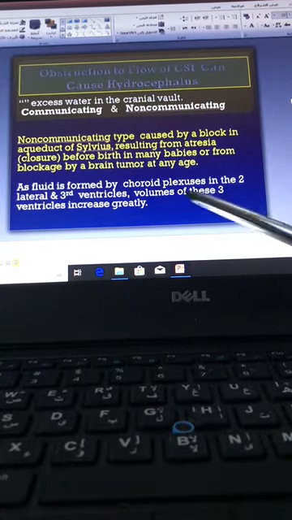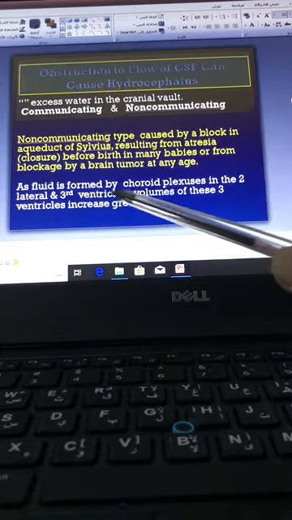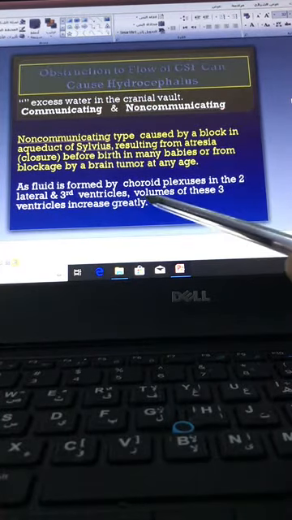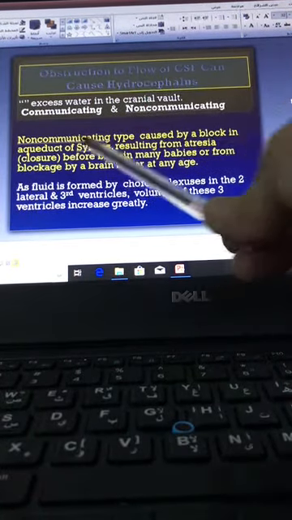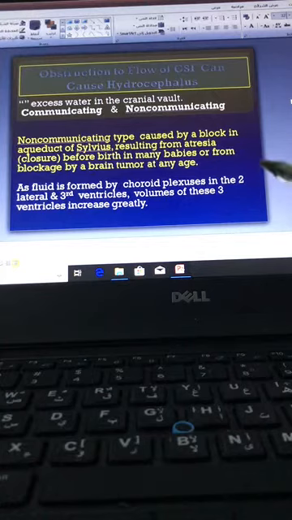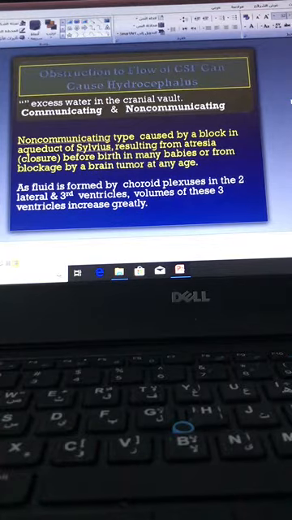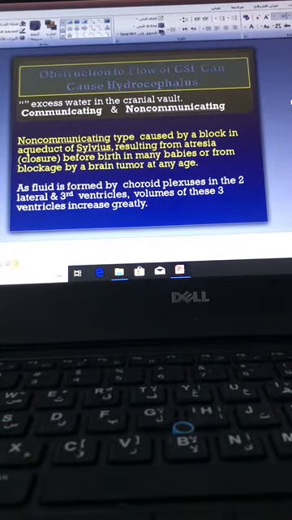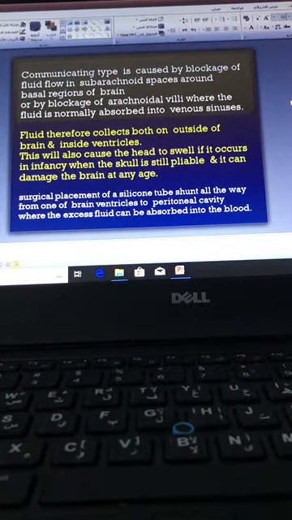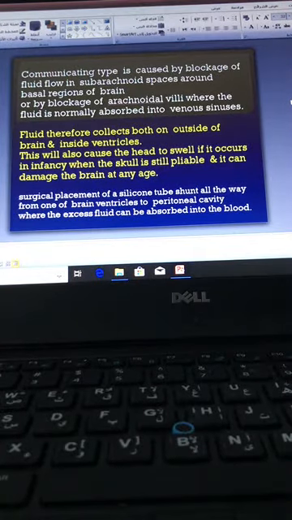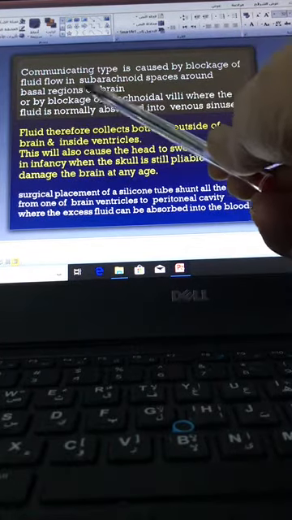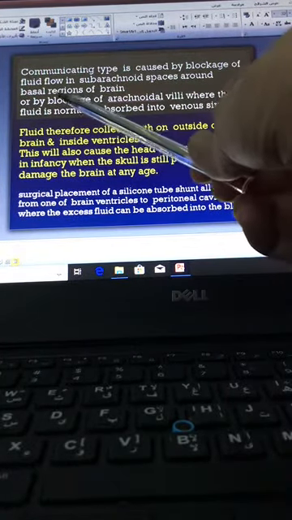As fluid is formed by the choroid plexuses in the two lateral and third ventricles, the volume of these three ventricles increases greatly. Since the aqueduct of Sylvius separates the third from the fourth ventricle, the fourth ventricle is the only one we find normal in size, while the third and the lateral ventricles, right and left, before the obstruction, we find hugely dilated.